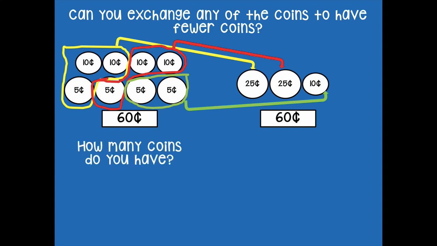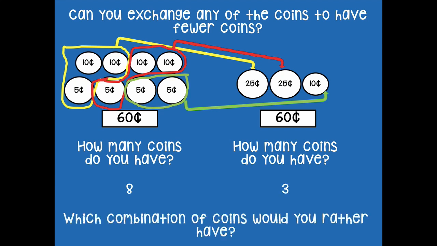So how many coins did we have on the picture on the left? Yeah, we had 8. And how many coins do we have on the right? Yeah, only 3. So which combination of coins would you rather have? Yeah, I'd rather have only 3 coins because I don't want to lose my money. You work hard for that money, right? So we don't want to lose it.